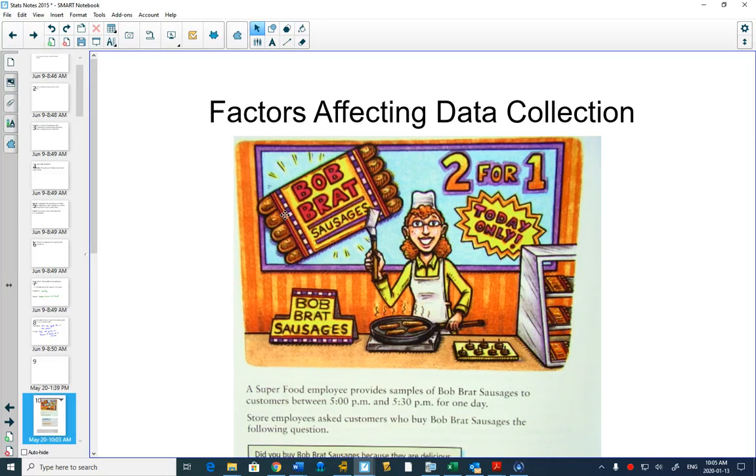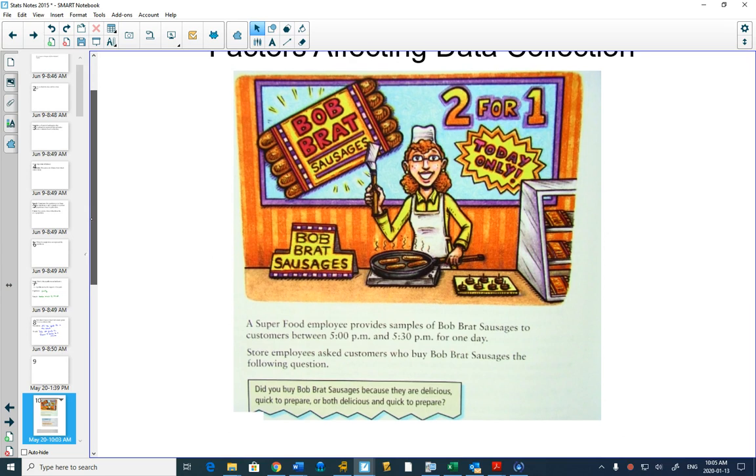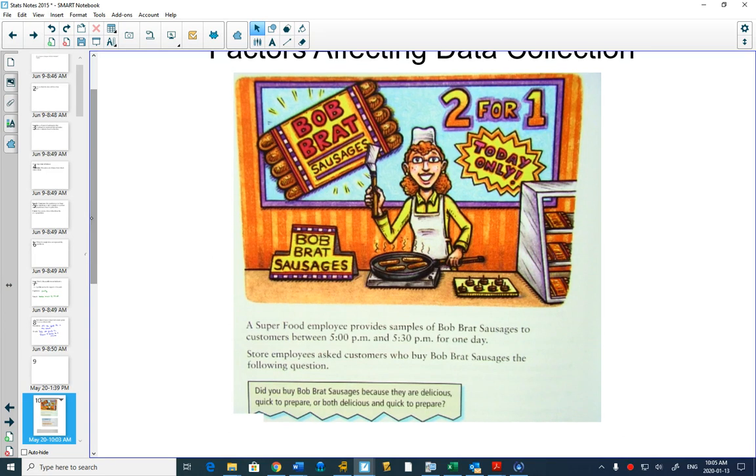The next section we look in is if we're going to collect data for a survey. There are some factors that could affect it. All right, so here. Scrolling down, I'll read this to you because it's a little small. A superfood employee provides samples of Bob Bratt sausages to customers between 5 p.m. and 5:30 p.m. for one day. Store employees ask customers who buy Bob Bratt sausages the following question. Did you buy Bob Bratt sausages because they are delicious, quick to prepare, or both delicious and quick to prepare?